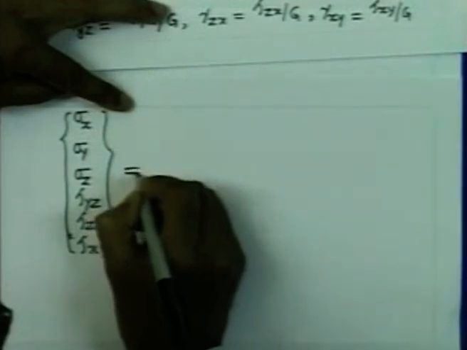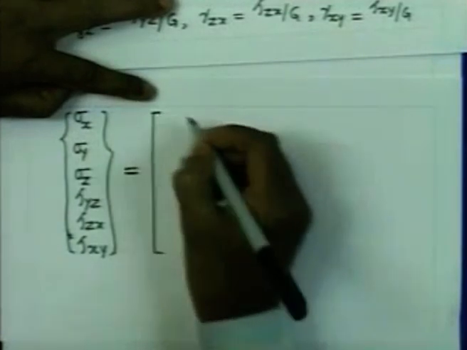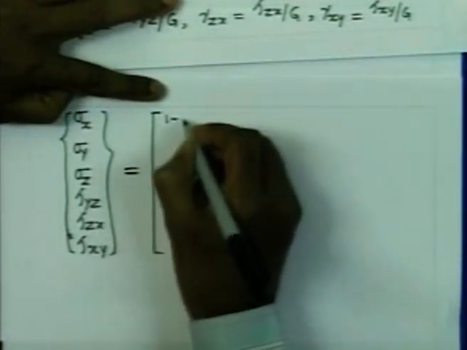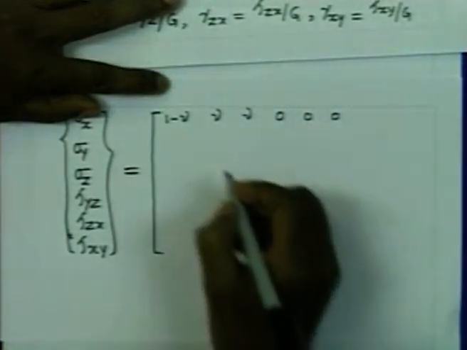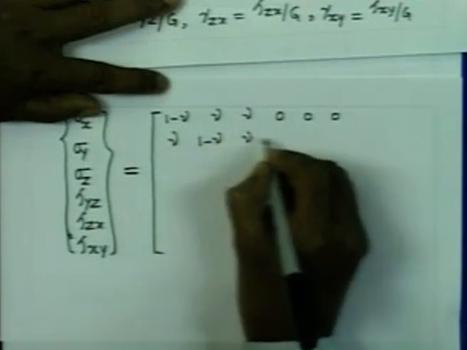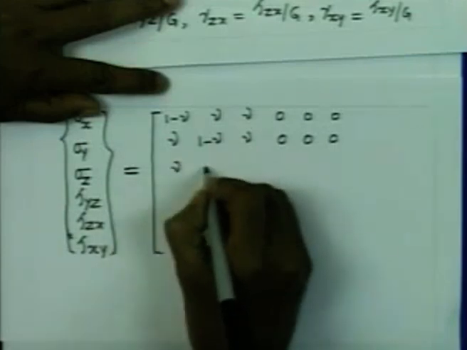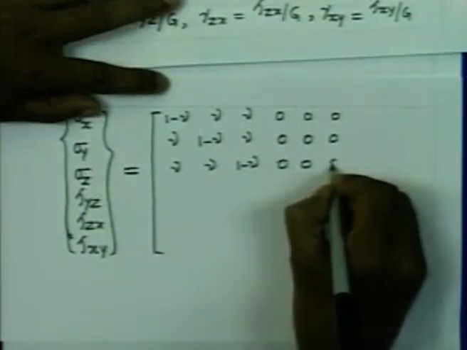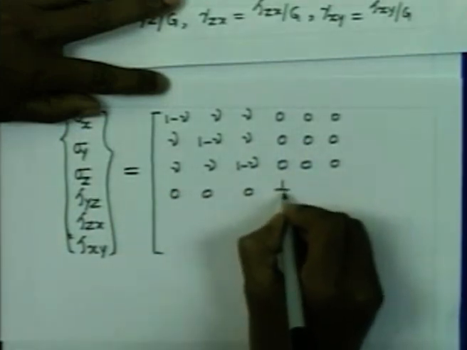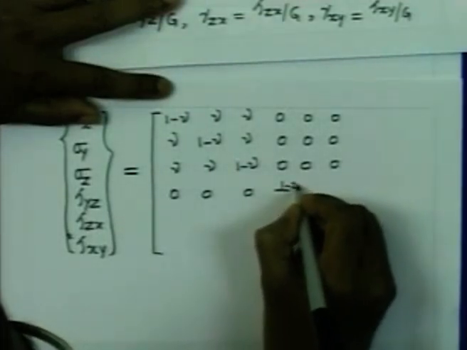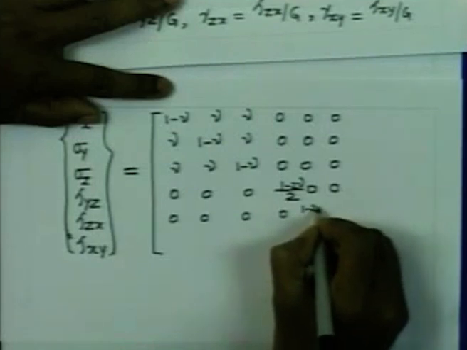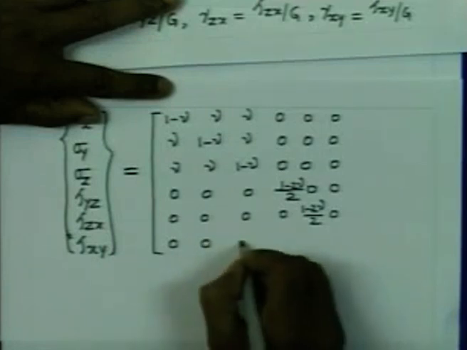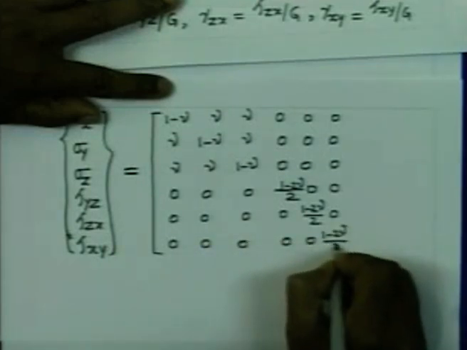So, these are the 6 stresses, and then we will get the constants like this. It is 1 minus nu, nu, nu; nu, 1 minus nu, nu; nu, nu, 1 minus nu; and then 1 minus 2 nu by 2 on the remaining three diagonal entries, with zeros elsewhere.